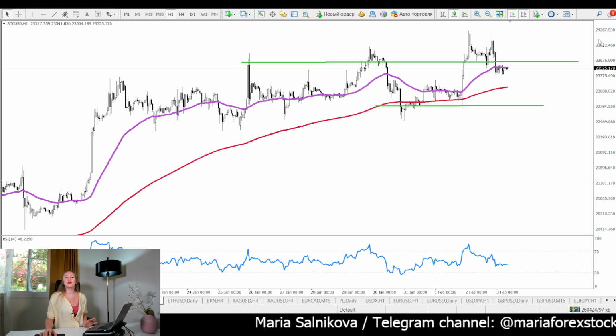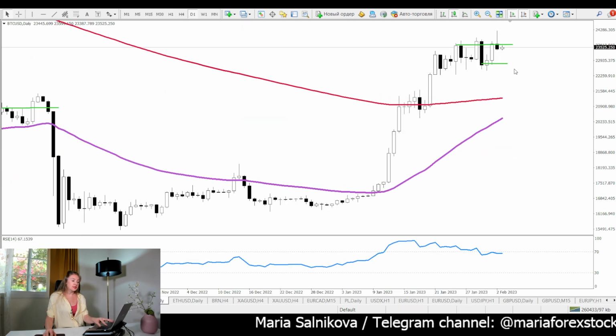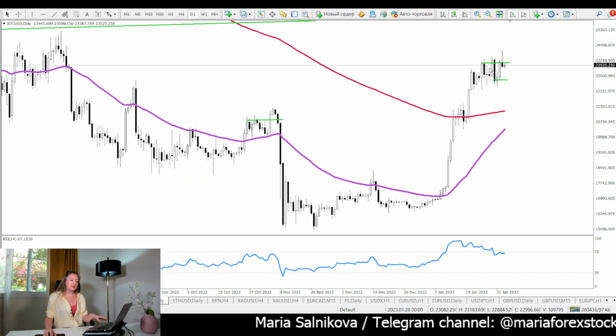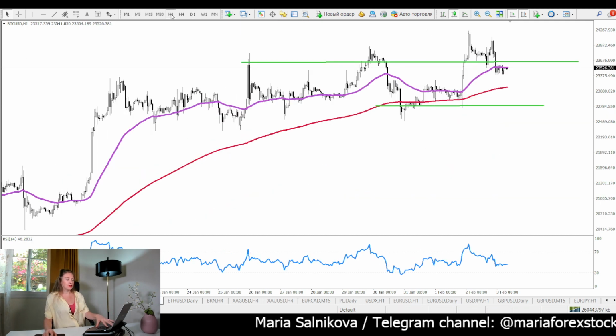So there is no opportunity for me to sell Bitcoin right now. Even if they hit this level 23,000, I'm not going to sell it yet, because on the daily chart they're still not showing a rebound and sell signal. This is still just a vacation for them before they go higher. And you know why? Because they have better levels of resistance.